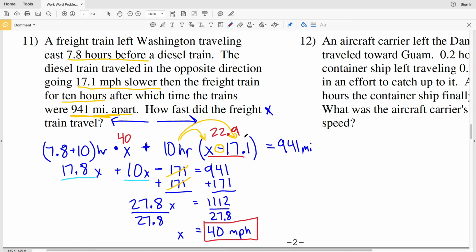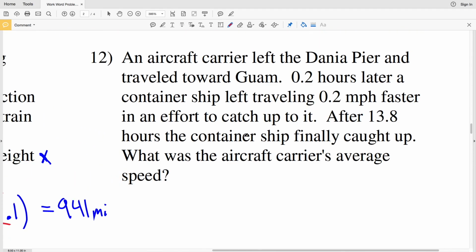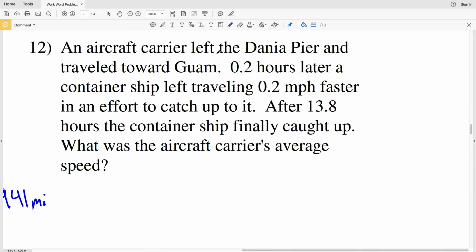Now on to our last problem, number 12. Number 12 says an aircraft carrier left the Dania Pier and traveled toward Guam. 0.2 hours later, so our first piece of information, 0.2 hours later, a container ship left traveling 0.2 miles per hour faster in an effort to catch up. So we know that they're going in the same direction.